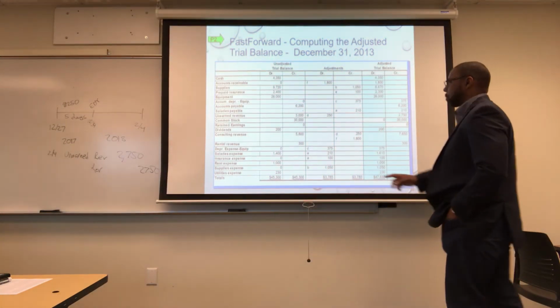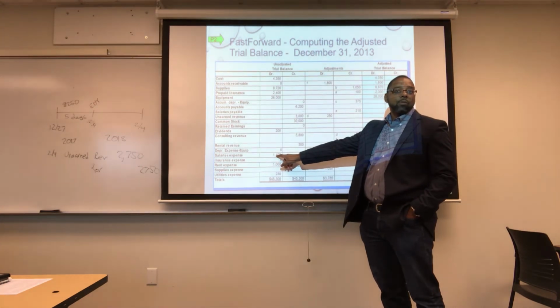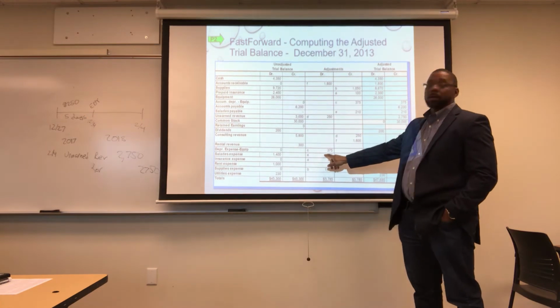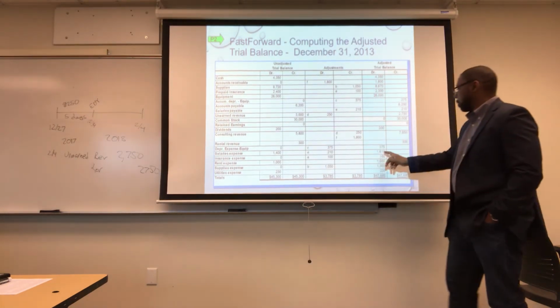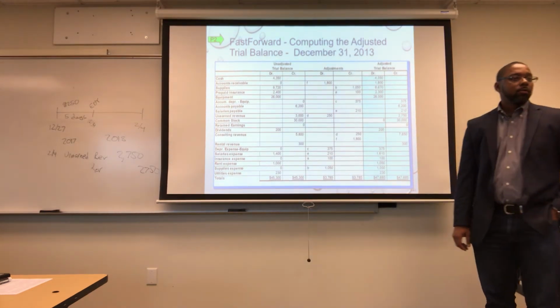If you have 2 debits, like here, salaries expense, the unadjusted trial balance was $1,400. We have a debit adjustment of $210. You just add those two together and you'll get $1,610. Everyone with me?